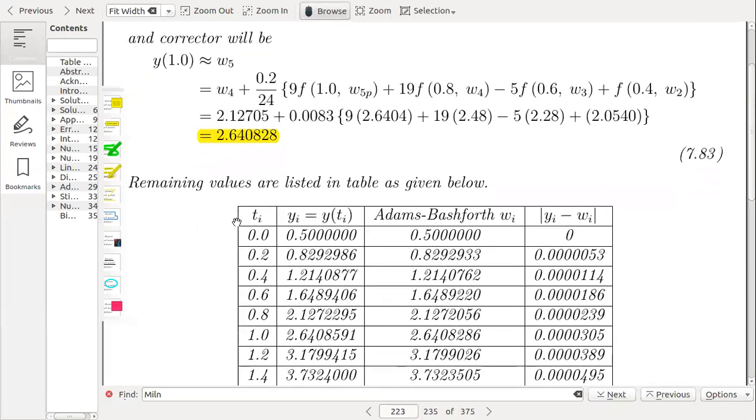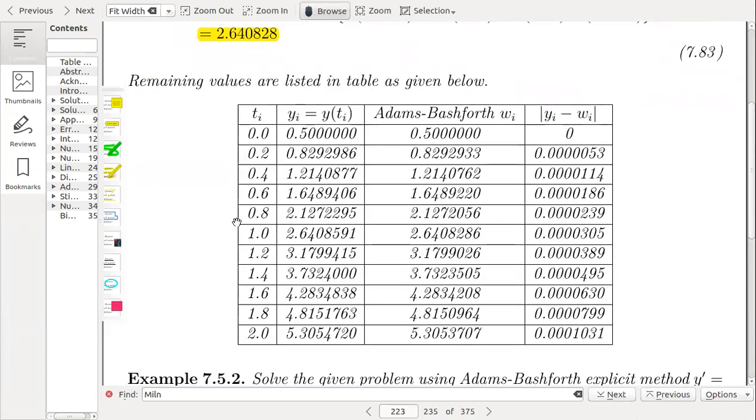So similarly, if we continue in this way, we can tabulate the values as you see in the table. The first value is for Ti equal to 0, it's 0.5, and then 0.5 is the Adams-Bashforth Wi. Next is 0.829, and the Adams-Bashforth W is 0.892. So if you observe, there is not a big difference, but a little improvement.